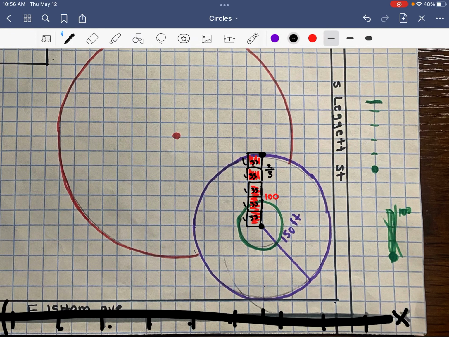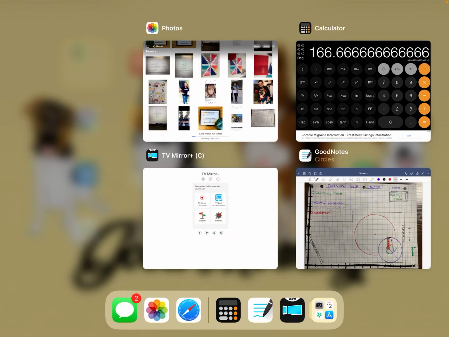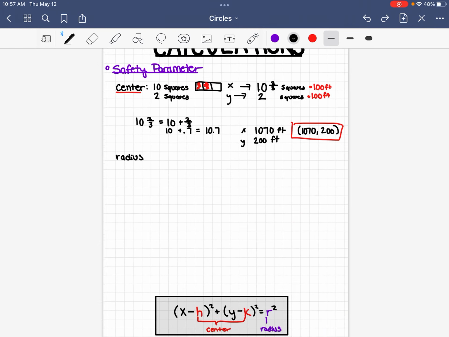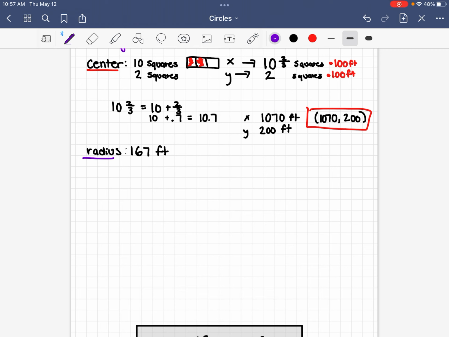So if you notice, I did not do my circle very accurately, right? Because it was supposed to be 150 feet, and I accidentally added about another whole 17 feet. So I'm going to use that. I did 167 feet. So my radius is 167 feet. So I have the information that I need.